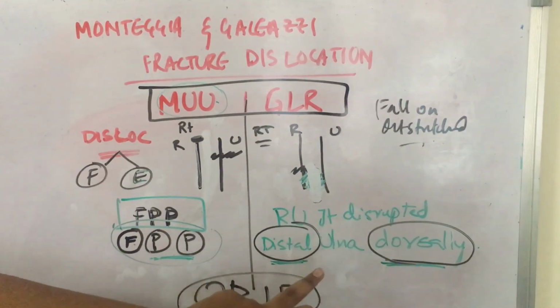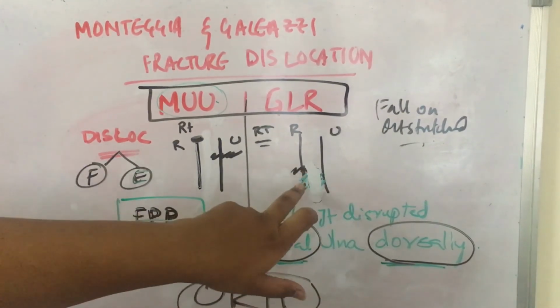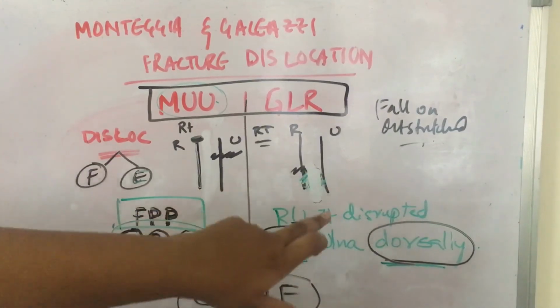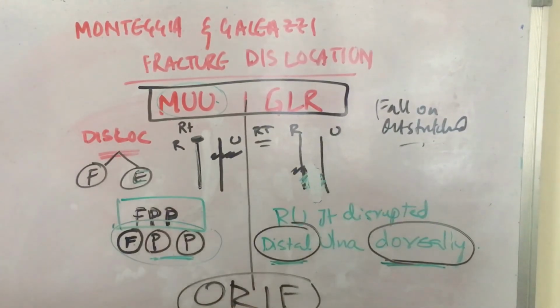How is it dislocating? Dorsally. And obviously the joint is in the distal portion. So which part of the ulna will get dislocated? The distal end will get dislocated. That's it, guys. I hope this video helped you clarify your confusion between these two things.